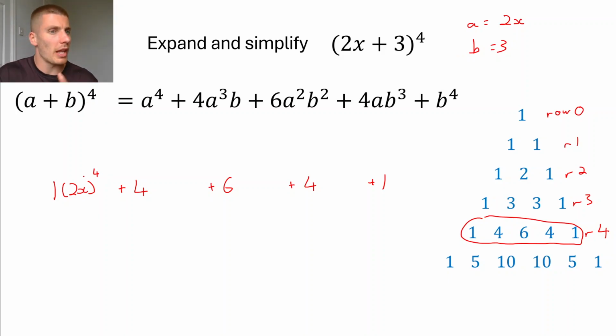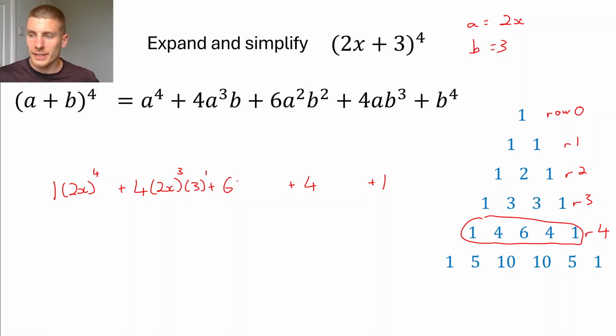You then reduce, from the last video, the power of a by 1. And again, in our case, a is 2x, so you reduce it by 1. So you would go to 2x to the power of 3, and you increase the power of b by 1. So b is 3, so you would go 3 to the power of 1. And again, just check, 3 plus 1 gives you the 4 that you need in the question. So the power of a reduces and b increases as you go through.